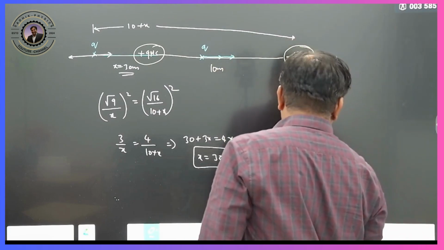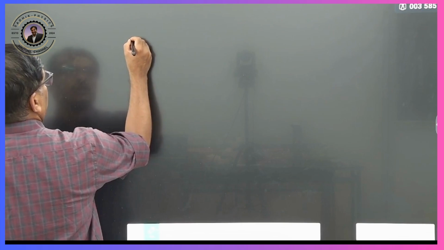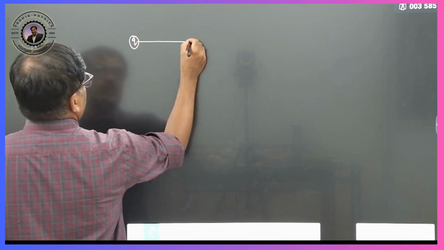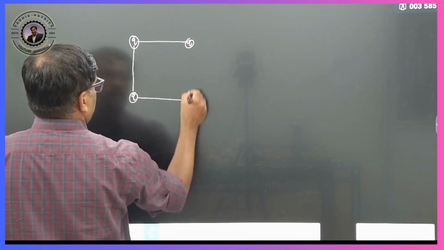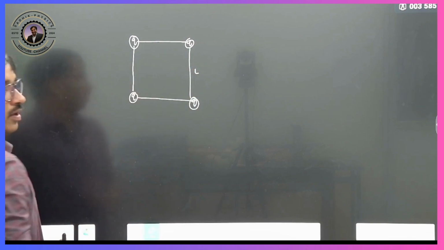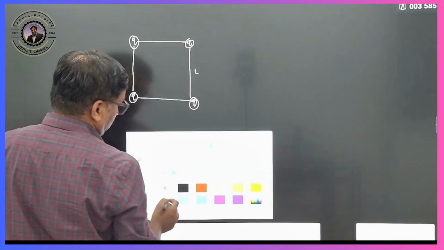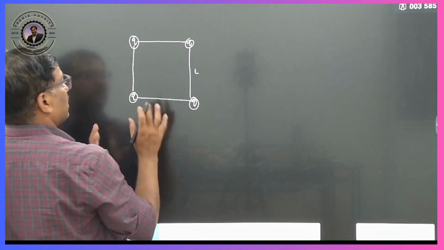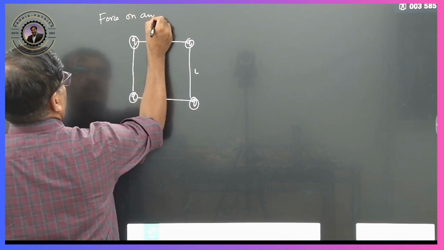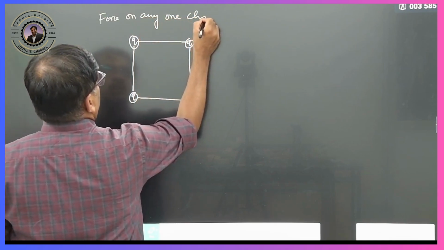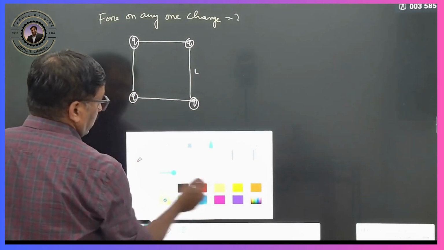See here. Suppose identical charges are kept at the corners of a square of side L. Now we want to calculate the force acting on any one of these charges. So what will be the force? How to calculate it? First let us calculate the force on any one charge. What will be the force on this one, any one charge?